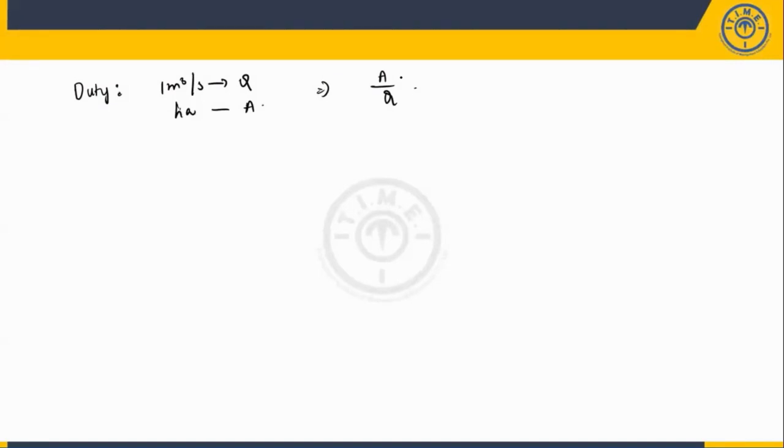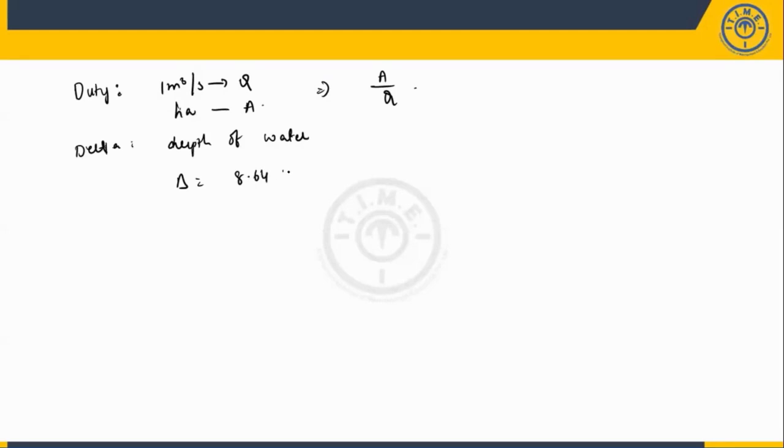What is delta? Delta is the depth of water required by the crop to attain full maturity during its base period. We have a relation between delta and duty.